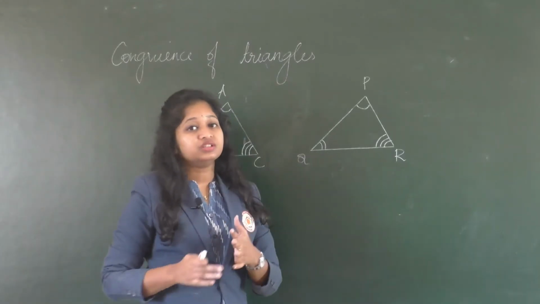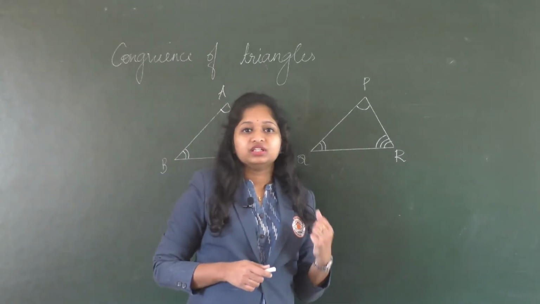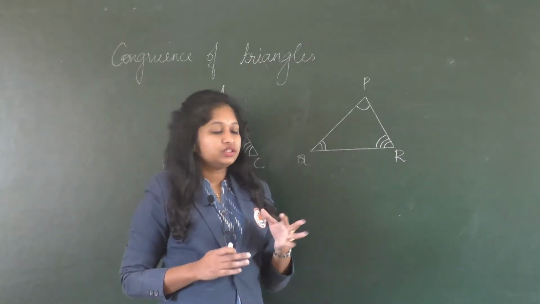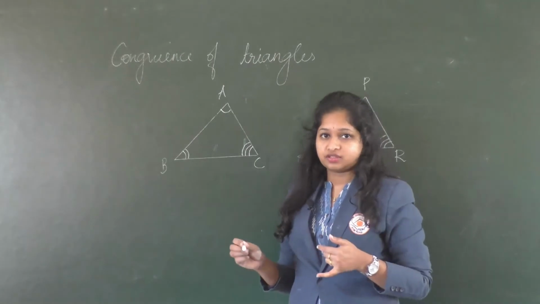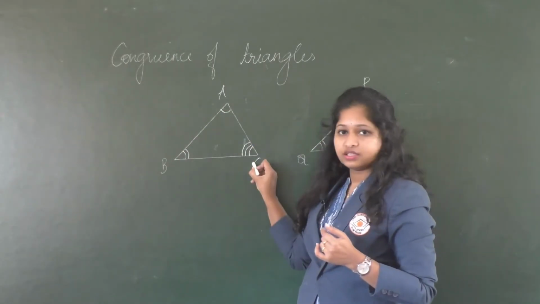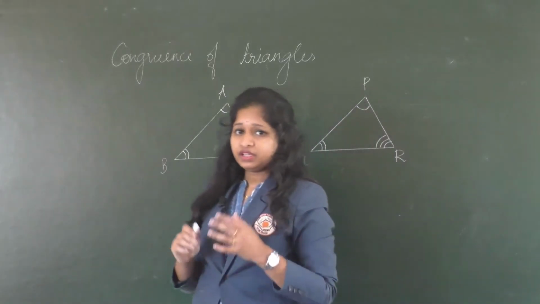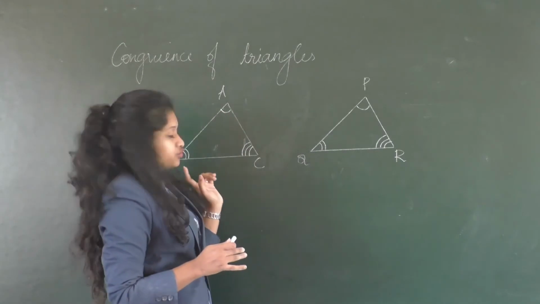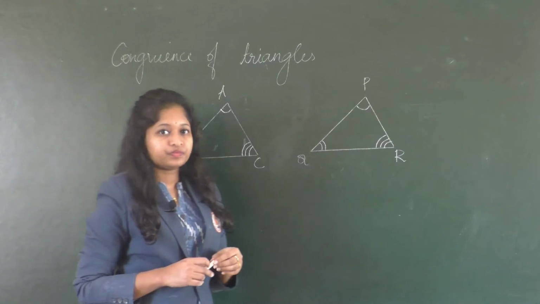Children, we learned the congruence of different geometrical shapes, isn't it? Now let's see the congruence of triangles. Here for a triangle there are 6 elements, 3 angles and 3 sides. Now I have drawn two triangles here, triangle ABC and triangle PQR.